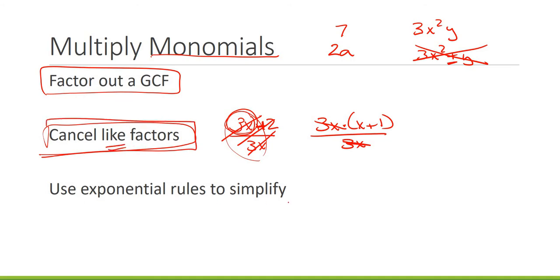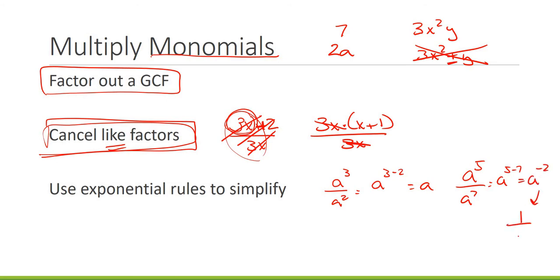And we can also use exponential rules to simplify. Remember our exponential rules? If we have a cubed over a squared, that's the same as a to the first. If we have a to the fifth over a to the seventh, that's the same as 1 over a squared. In other words, there's 5 a's on top, 7 on the bottom. If I cross out the common factors, the 5 a's, I'm left with 2 on the bottom. So we can use our exponential rules to simplify. So let's take a look.